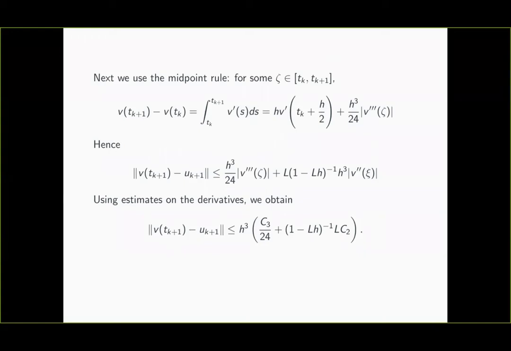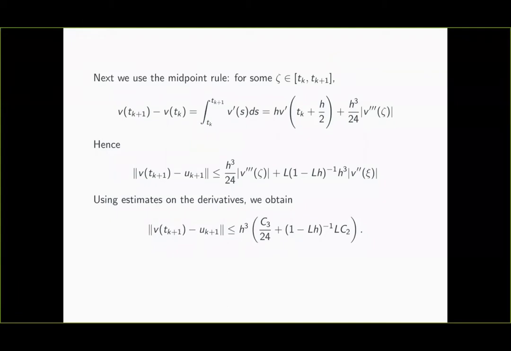h cubed over 24 times the size of v''' at some zeta, where zeta is somewhere in this interval t_k up to t_{k+1}. The norm of the local discretization error for the implicit midpoint method can be bounded from above by h cubed over 24 times the size of the third derivative of v at zeta, and then plus L times (1 minus Lh) inverse times h cubed times the size of v'' at psi.